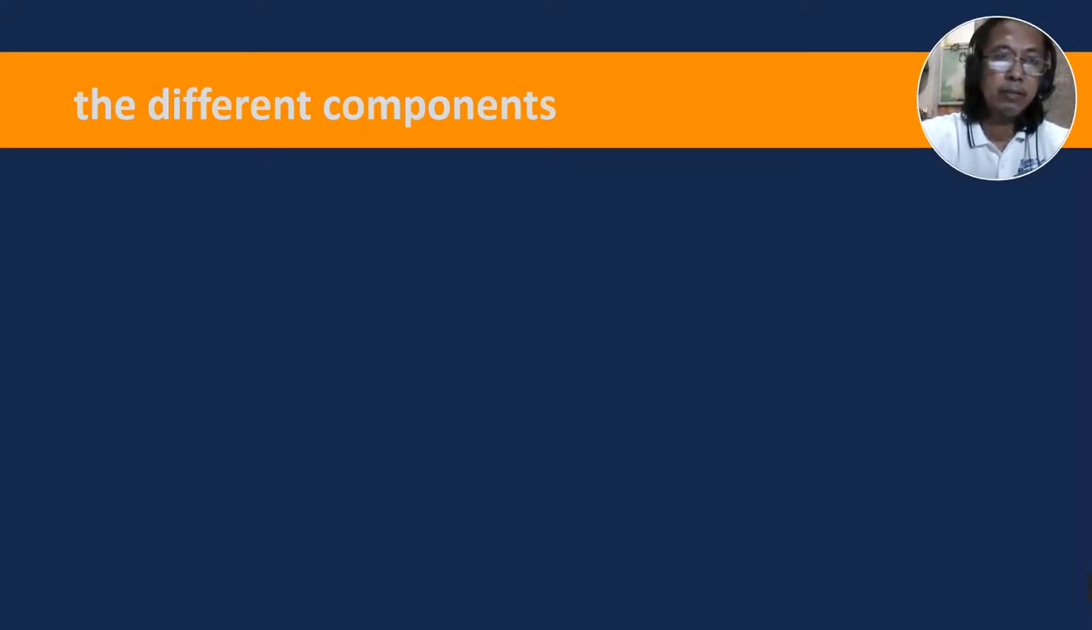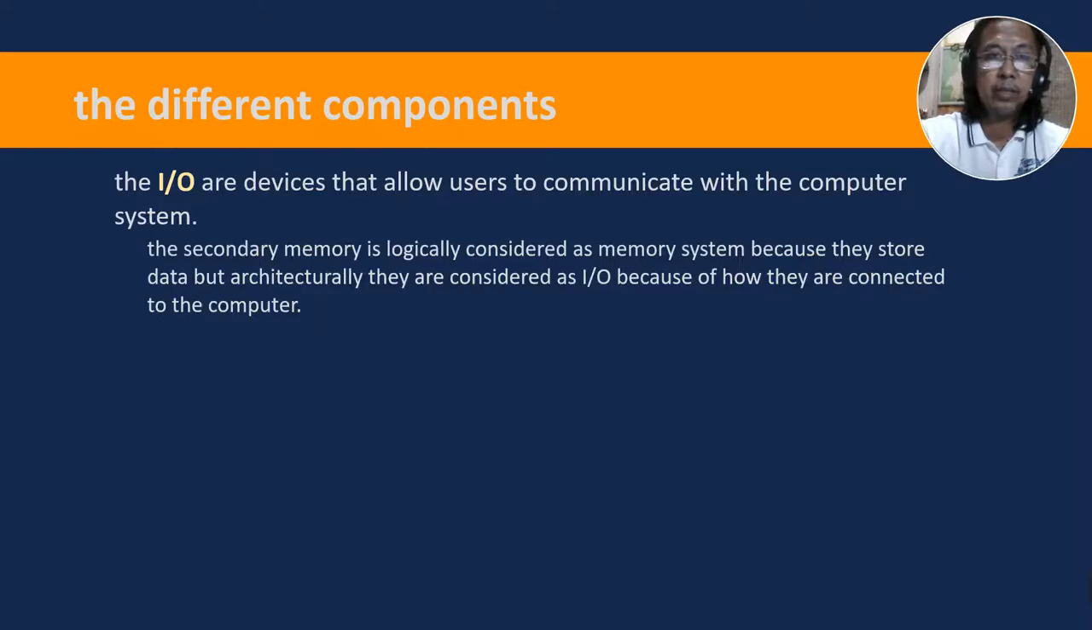Still under the different components of von Neumann architecture, you have the I/O. I/O are devices that allow users to communicate with the computer system. The secondary memory is logically considered a memory system because it stores data, the hard disk. But architecturally, it is considered I/O because of how it is connected to the computer. So, this is one of the trivia there.